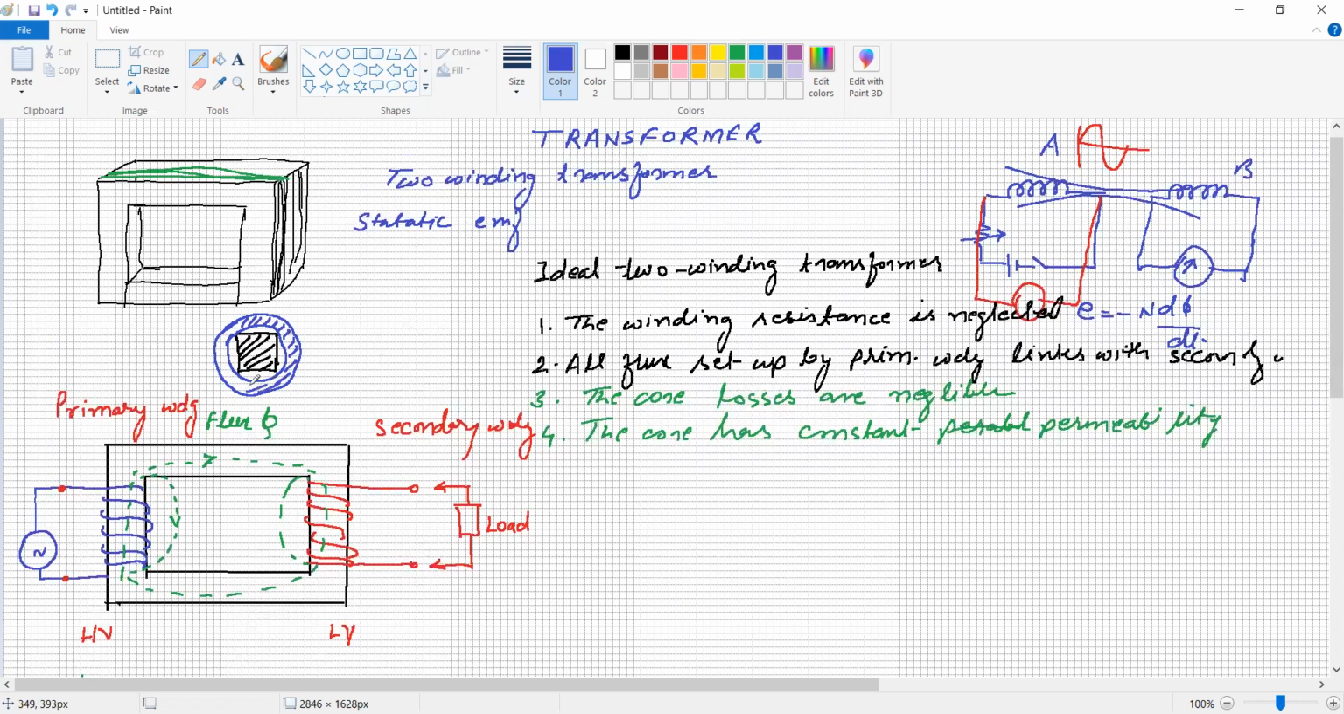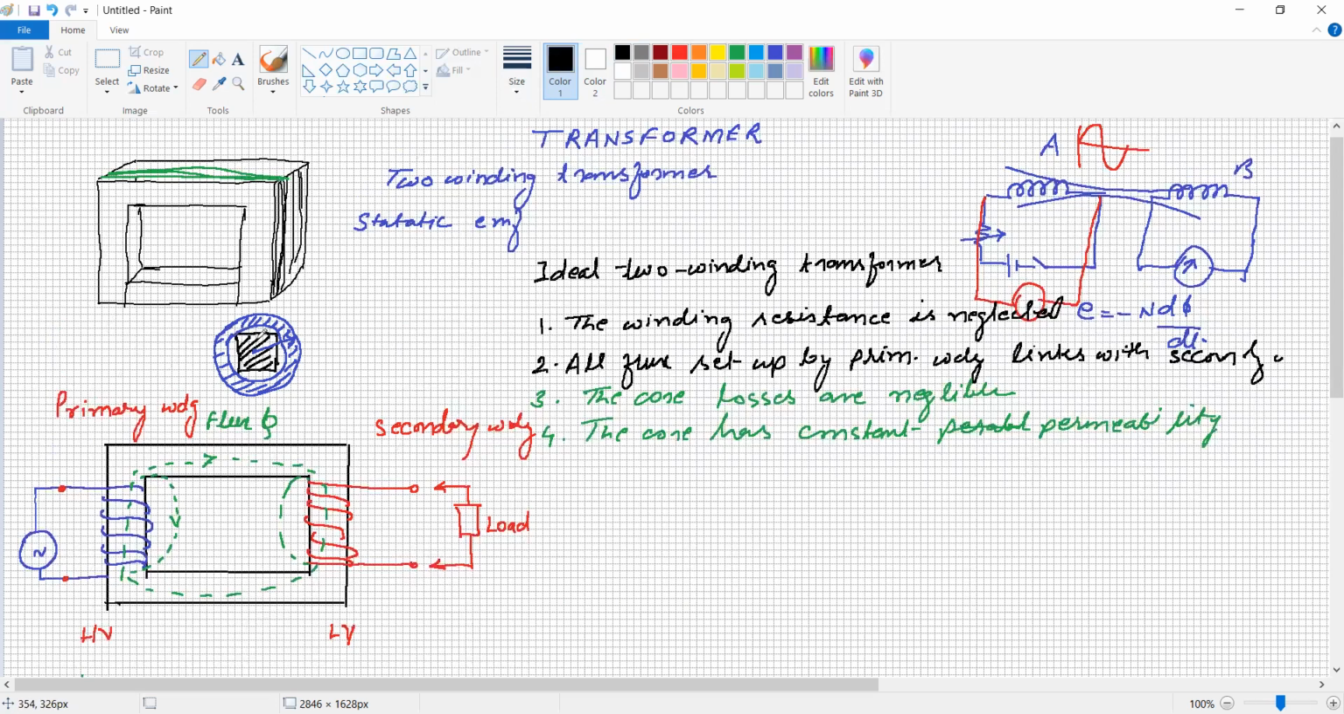So if such type of construction is used for the limb or for the core, no doubt the mean diameter of the winding goes on increasing. When the diameter increases, no doubt the length of the conductor also increases, which will increase the resistance and the voltage drop across it. So instead of this, we are using the cruciform construction. What is the cruciform construction?